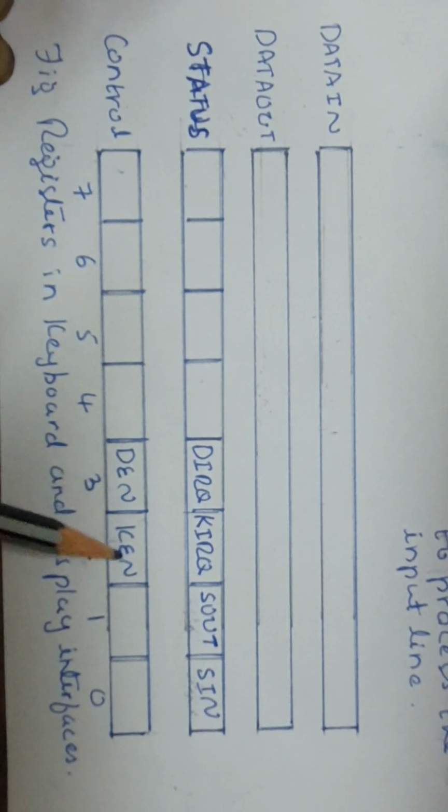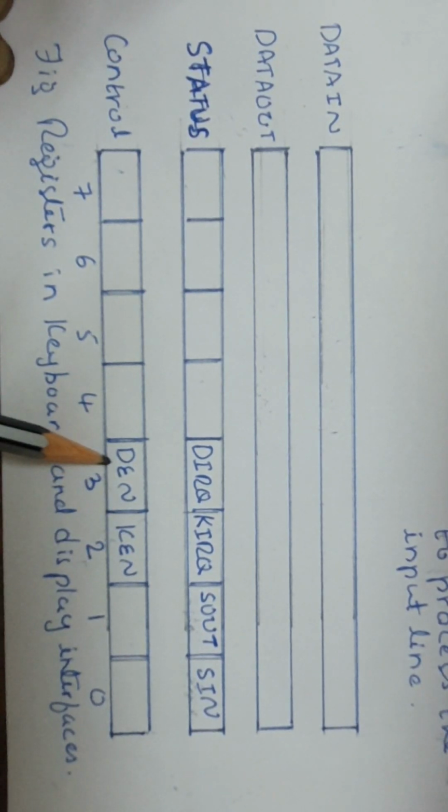If they are 1, then only keyboard and display device can interrupt the processor. Otherwise, though they are connected, they cannot be involved in communication with the processor. These are enable bits. This is what is in the registers in keyboard and display interfaces.